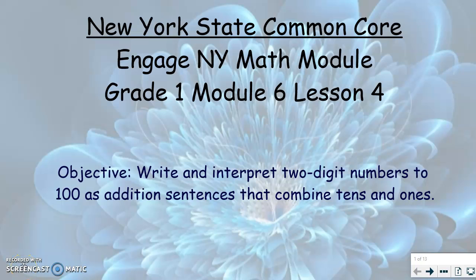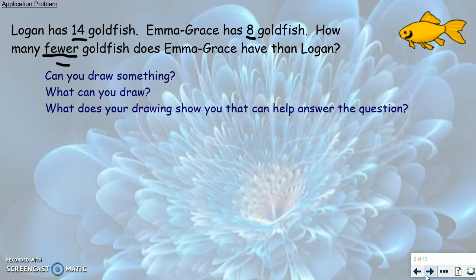Hey first grade, today we're doing Module 6, Lesson 4. The objective is to write and interpret two-digit numbers to 100 as addition sentences. So we're going to learn about writing addition sentences for tens and ones. So the first thing that we are going to do is practice a tape diagram.